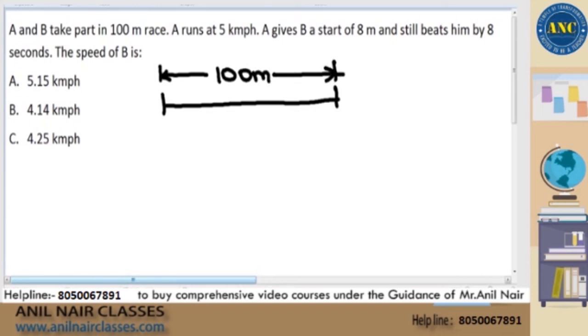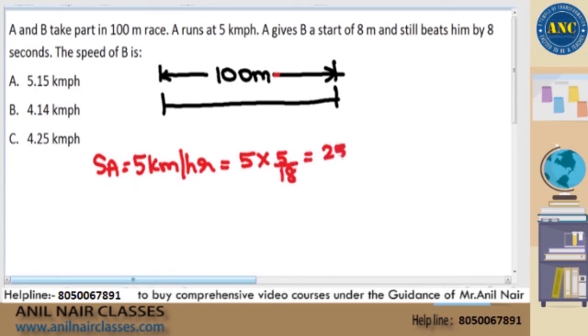Next, A runs at 5 kilometers per hour. That means speed of A is given as 5 kilometers per hour, but see here the length is given in meters, speed is given in kilometers per hour. Convert it to meters per second. Kilometers per hour to meters per second, it is 5 by 18. So speed of A is 25 by 18 meters per second. I hope it is clear till this point.